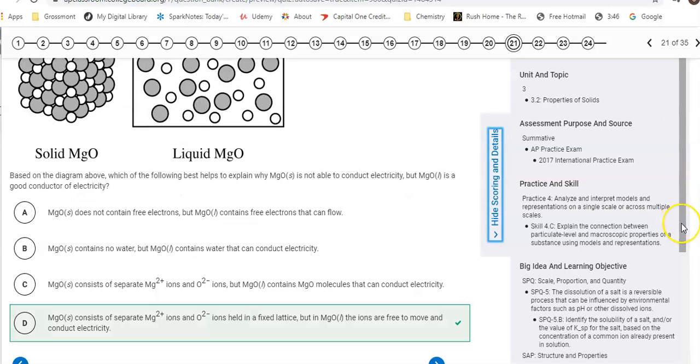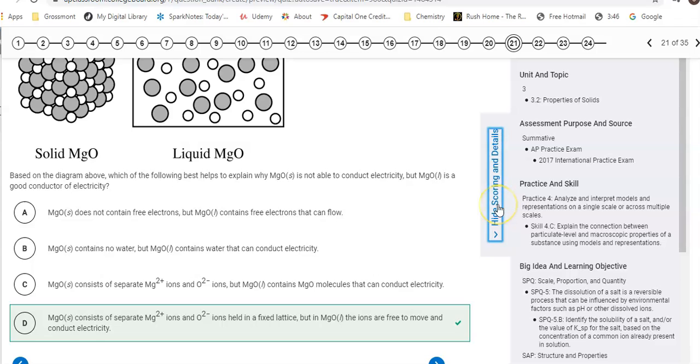Oh, I read the wrong answer. So it is the bottom. So it is the right explanation, Mg2+ and O2-. But let's see what the difference is. But MgO liquid contains MgO molecules. That's not true. MgO is an ionic compound. They're called formula units. Molecules don't break apart in water. So that's where I didn't read the answer carefully. Okay, MgO solid consists of separate ions, but in MgO liquid, the ions are free to move and conduct electricity. So yeah, it's D.